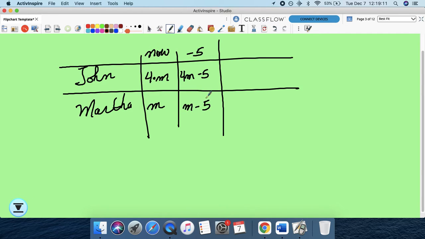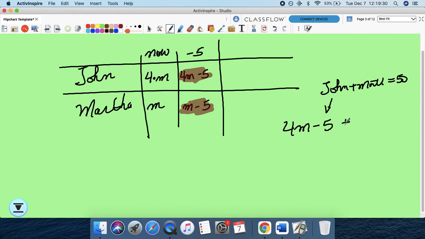And then 5 years ago, the sum of their ages was 50. So 5 years ago, John plus Martha was 50. So let's use their ages 5 years ago. John was 4m minus 5. Martha was m minus 5. And that equals 50.